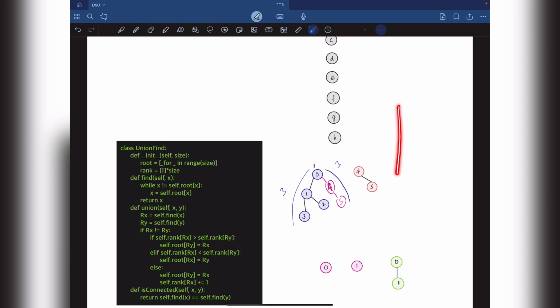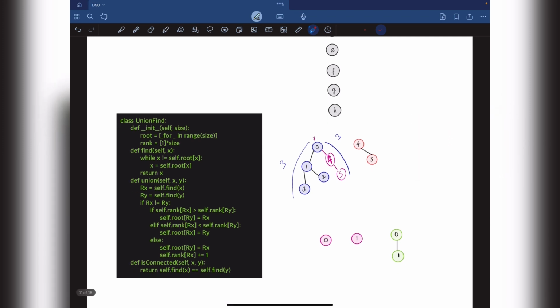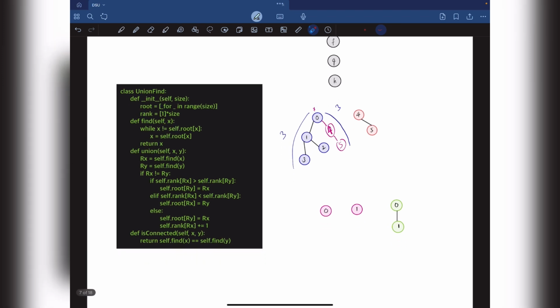But if I try to merge a longer height into a smaller height, something like this, the height of the net component will increase, right? So that is what is happening here. And this is why we avoid the other way of merging, where we merge the larger component into the smaller component. We prefer to merge the smaller height component into the longer height component, and this is what is getting done here.